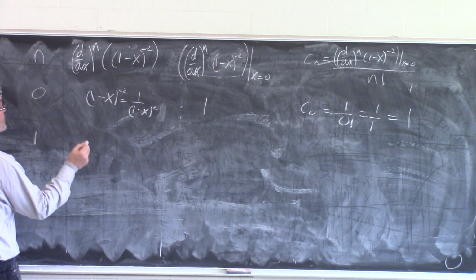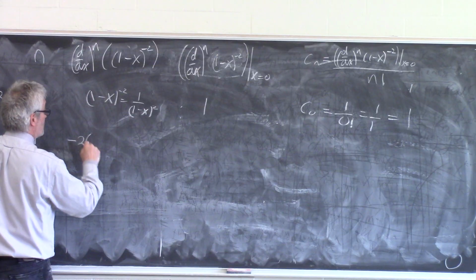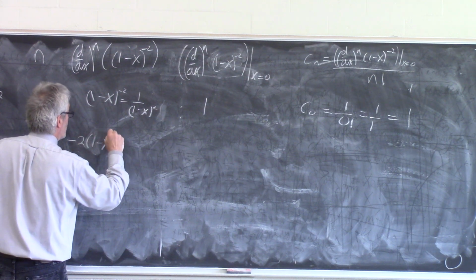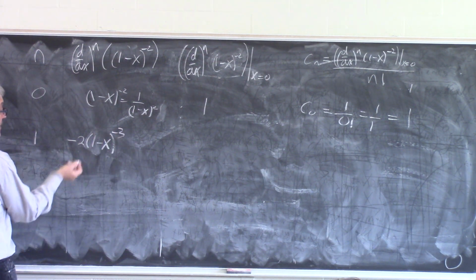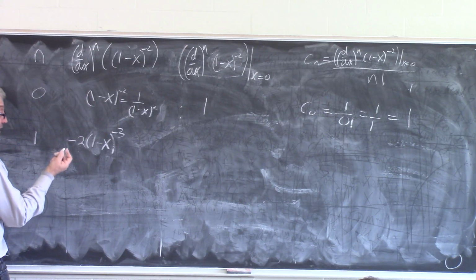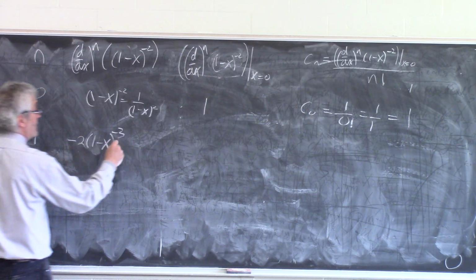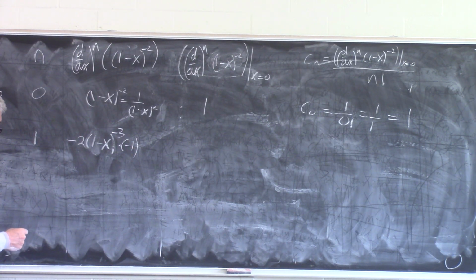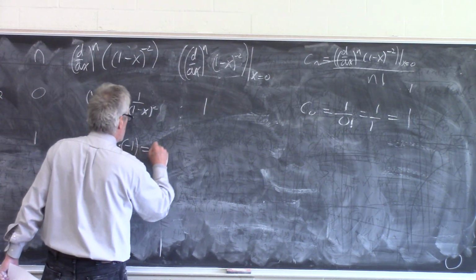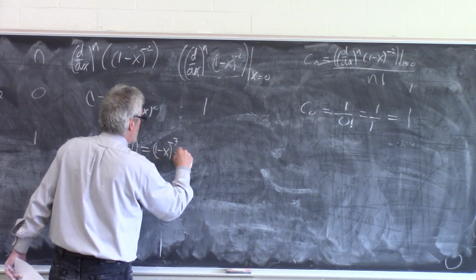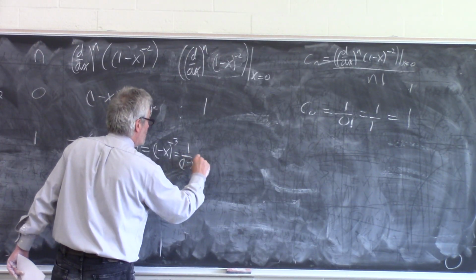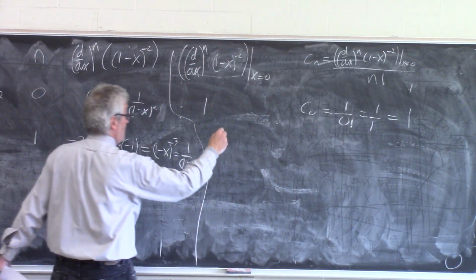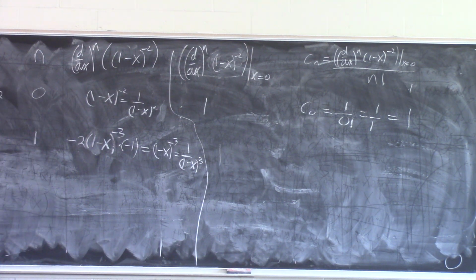When n is 1, I take the derivative of that, and I get minus 2 times x times (1 minus x) to the minus 3. So I do the derivative of the outer function, but then I have to take the derivative of the inner function as well. Chain rule. So I get (1 minus x) to the minus 3rd power. So in other words, 2 over (1 minus x) cubed. And when I substitute in x equals 0, I get the number 2.